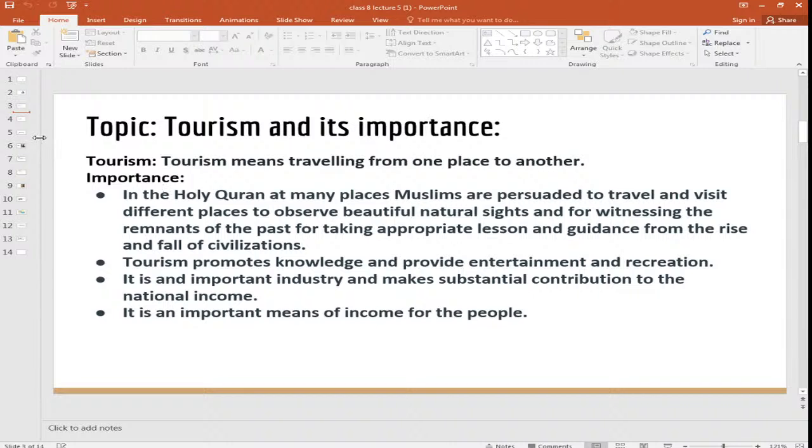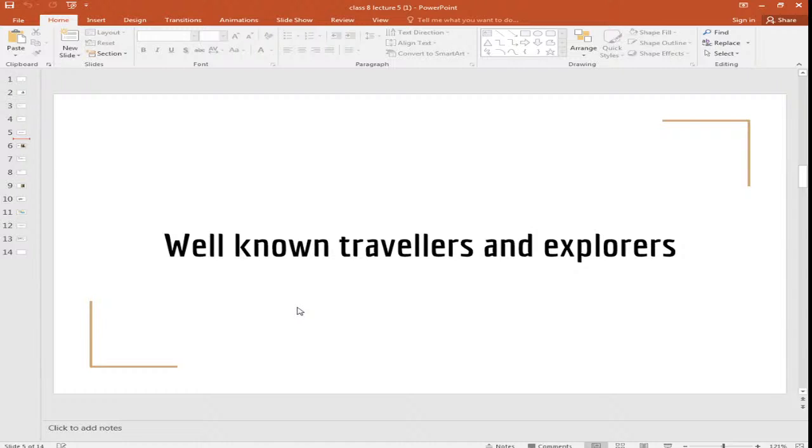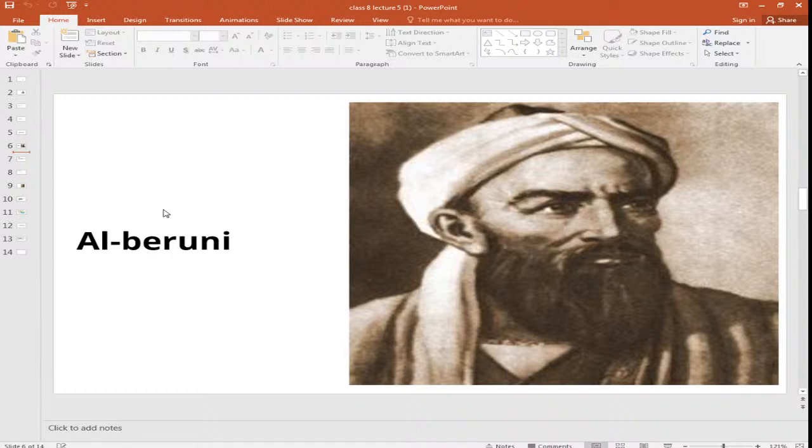Now, after the importance of tourism, in our chapter, we have the topic of well known travelers and explorers. Travelers and explorers are the persons who search out or find out new places or things all around the world, and they also invent some new things. So, in our book, the first topic is about Al Biruni. You can see his picture, Al Biruni.